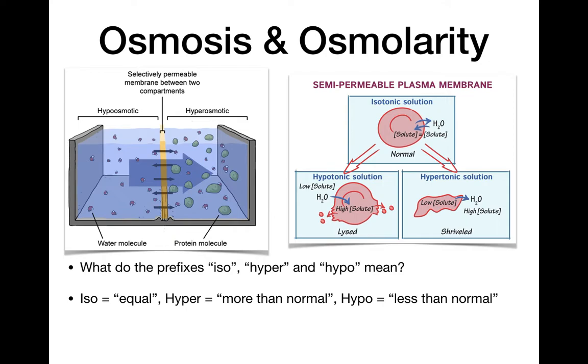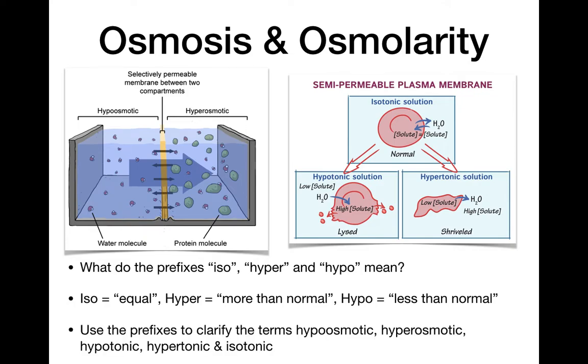If you make a solution that's isotonic and nothing is changing in the cell, nothing's moving in and out because it's all equal, then that means you have found the osmolarity of that solution.